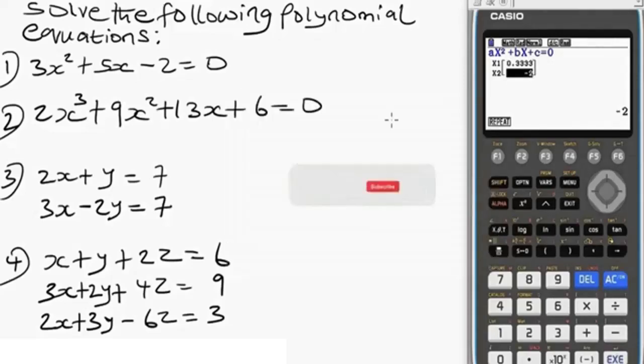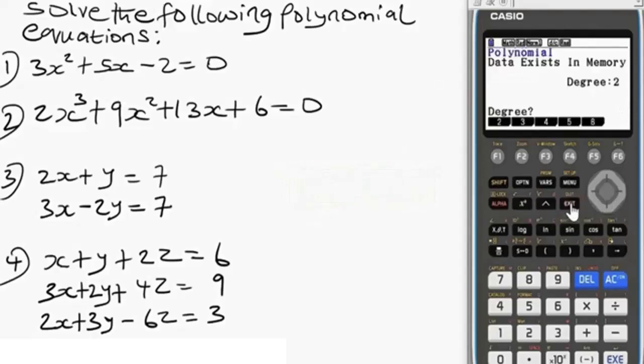Now let's go to question 2, which is a cubic polynomial equation. To do that, just press exit. Press exit again. Now let's go to degree of 3, which is cubic polynomial equation. So you press F2 for it.